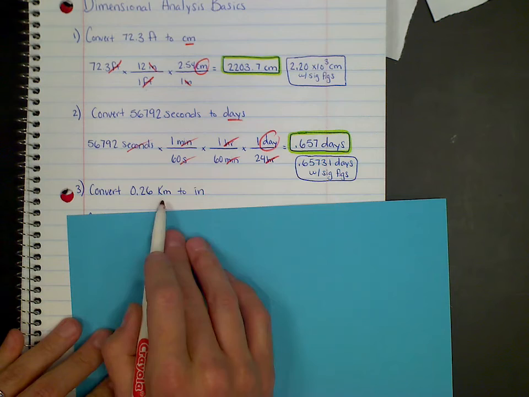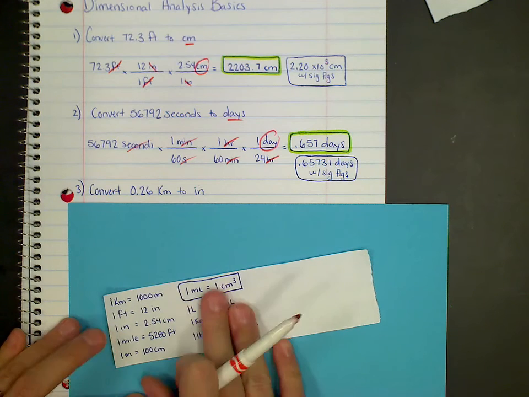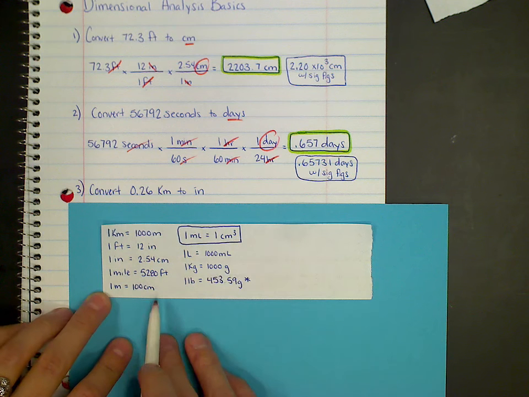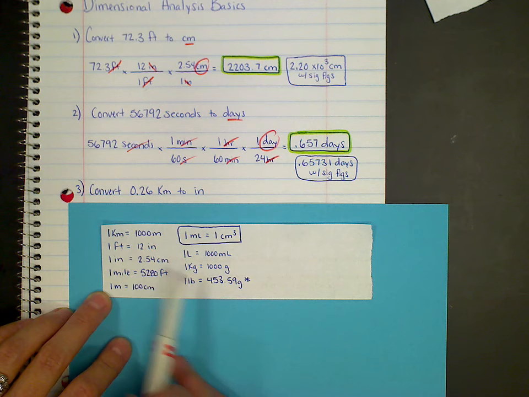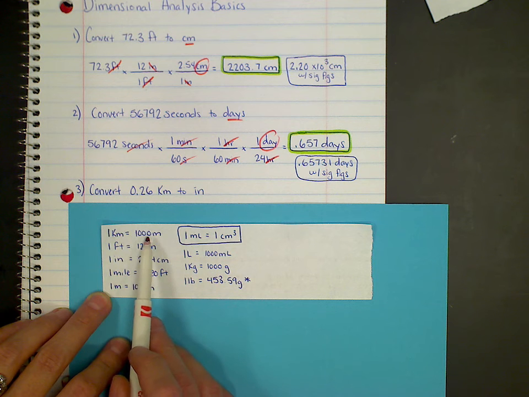All right, here comes the last one. In this case, we're going from kilometers to inches, so we can pull out our conversions again. There's no one conversion that goes right from kilometers to inches, so we're going to have to map this out a little bit. The only conversion we see that relates to kilometers is this first one here, so kilometers to meters. Okay, so that's going to have to be the first one.